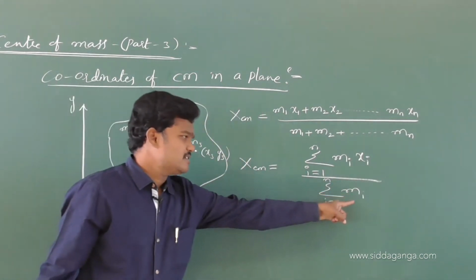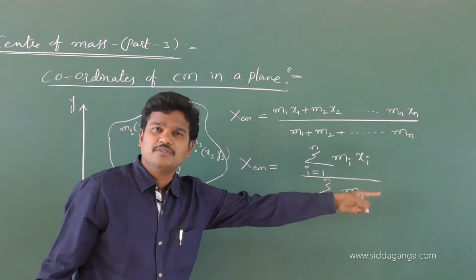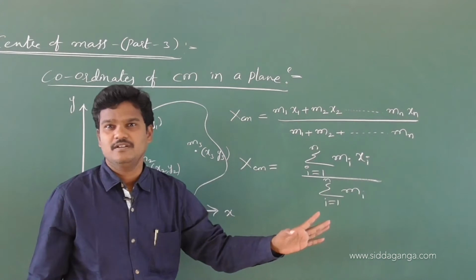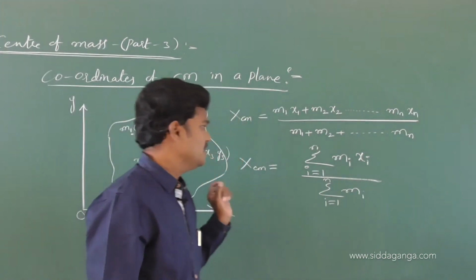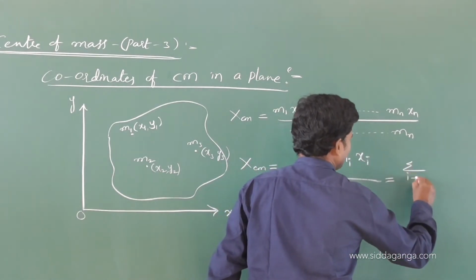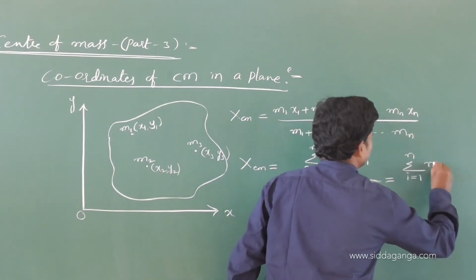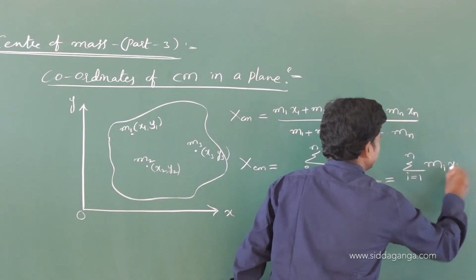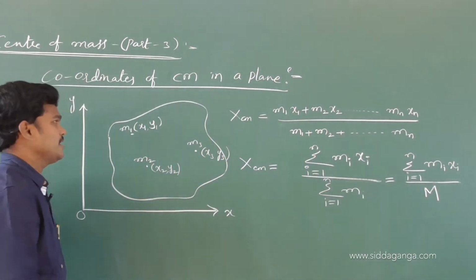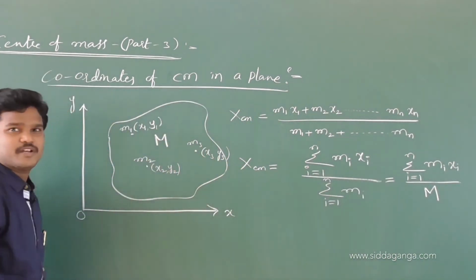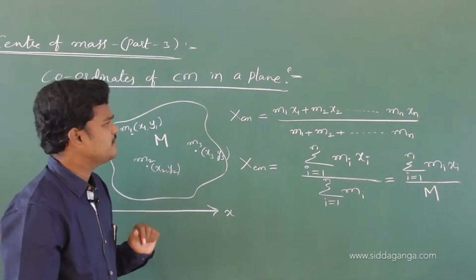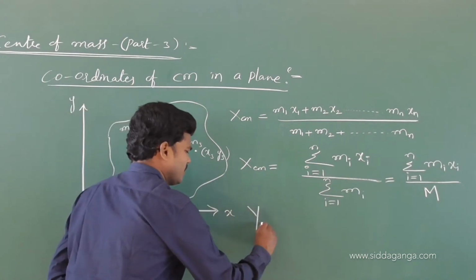Substituting i values 1, 2, 3 and so on up to n, we get m1, m2, m3 up to mn. This gives the total mass of the rigid body, or the total mass of that system of particles. So we can write this as summation of i is equal to 1 to n of mi xi, divided by the total mass of the rigid body, capital M. So this is the x coordinate in a plane. In the same way we can write the y coordinate.